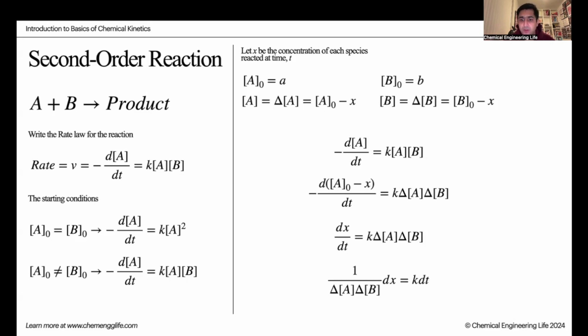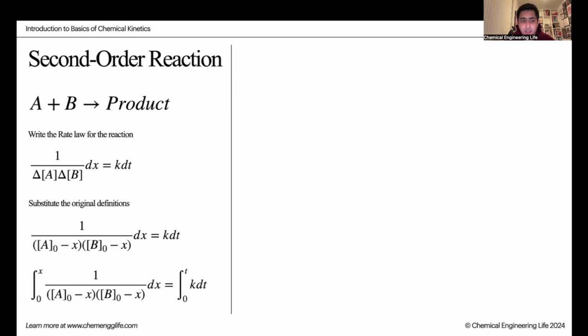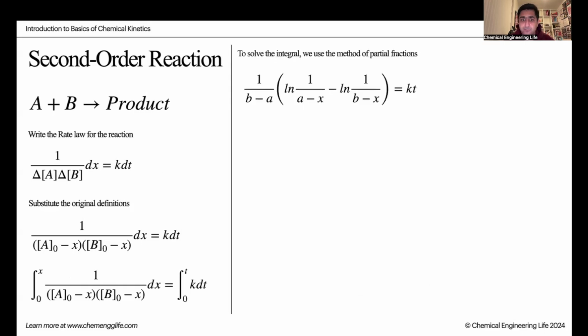We will rearrange it just like before. So now we have all of our X components on the left-hand side and t on the right-hand side. So we have now come down to this one. We will substitute the original definitions, that instead of writing delta A and delta B, we'll just introduce our A0 minus X, B0 minus X, because we have to integrate on both sides. On the left-hand side, we will integrate from 0 until X. And on the right-hand side, we will integrate from 0 or T0 till T.